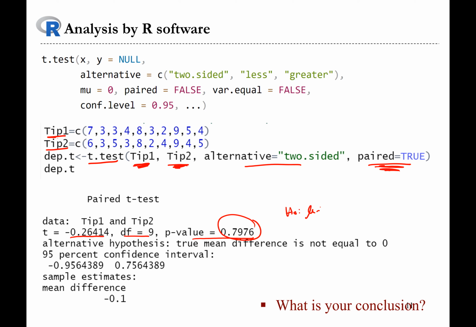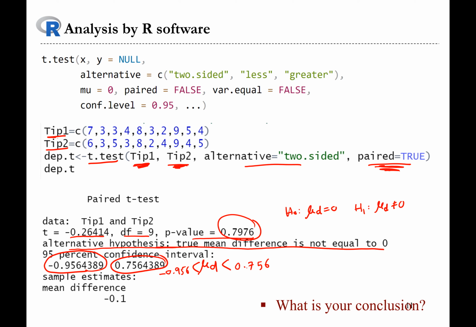H0 is mu d equals 0. What is H1 or HA for the R function? Alternative hypothesis: the true difference is not 0. So mu d is not 0. And this is the 95% confidence interval for mu d. Mu d is between negative 0.956 and 0.756. And it gave me the estimation for d bar, already calculated, negative 0.1.